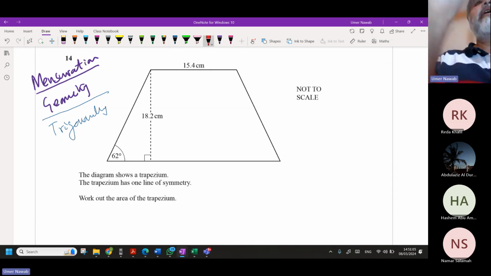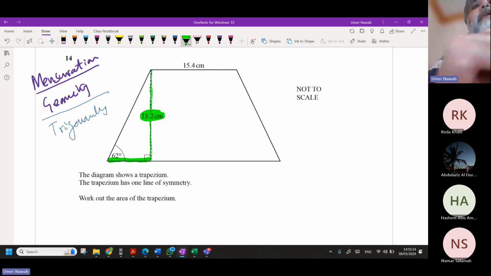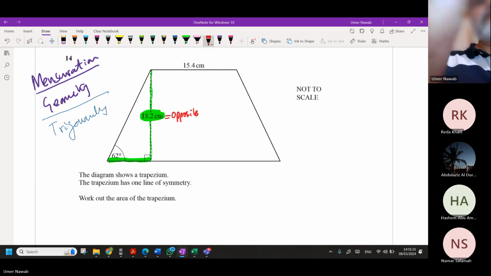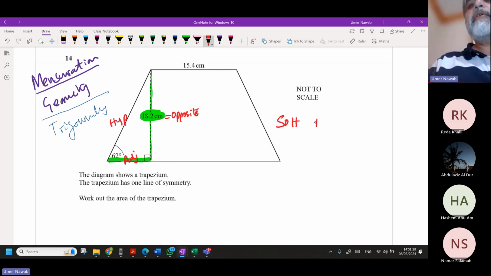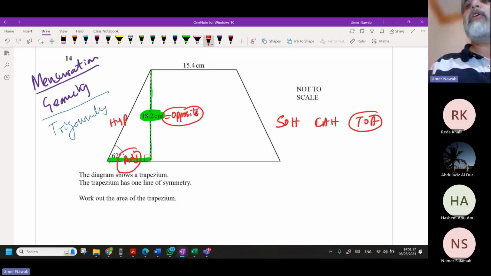Using SOHCAHTOA, this side is needed, which is already given by him as 18.2. I need this side, guys. In front of the angle, this is the opposite given to me. In front of the 90 degrees, this is the hypotenuse, and this is the adjacent. So as per the SOHCAHTOA concept, I need TOA, meaning I need to use opposite and adjacent. So TOA should be used.